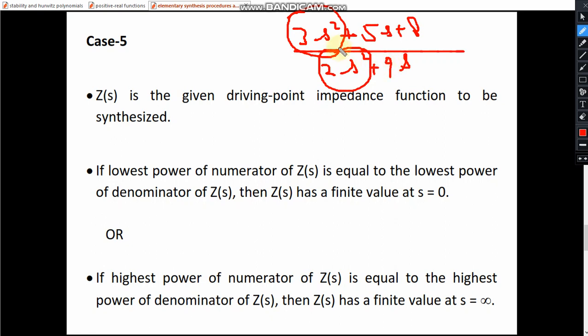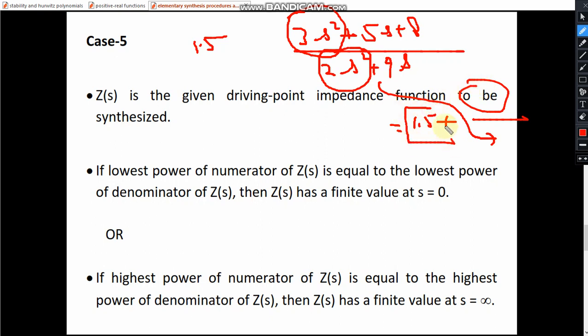So at infinity there is neither a zero nor a pole. At infinity there is a finite value, and that value is 3 by 2, that is 1.5. So this can be written as 1.5 plus something upon this thing. Now this will not have the power equal to this; it will have power less than this. The power will be reduced. So the finite value has been removed, and this finite value means a resistance.